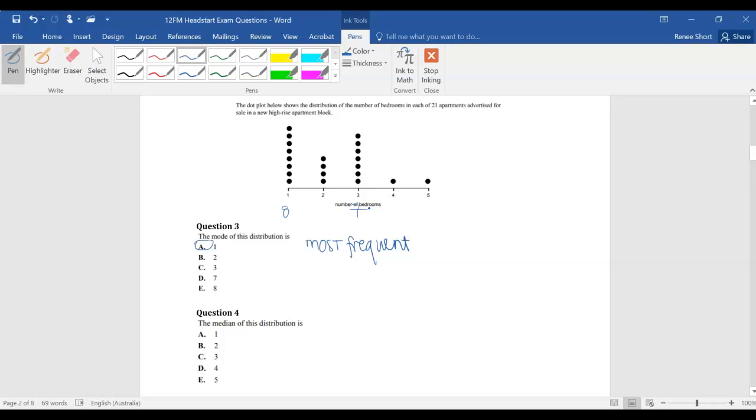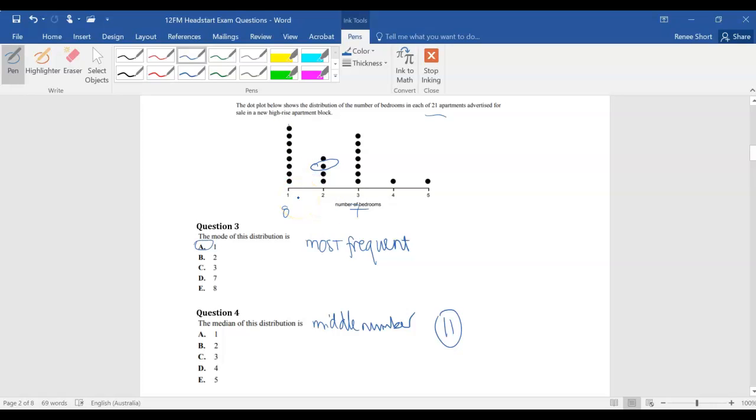Question 4 wants the median of the distribution, and remember this is the middle number of the data set. Okay, there are 21 apartments, so we need the 11th one. So again, there were 8 dots in the first column, so 1, 2, 3, 4, 5, 6, 7, 8. If we count 9, 10, this dot here is the median.